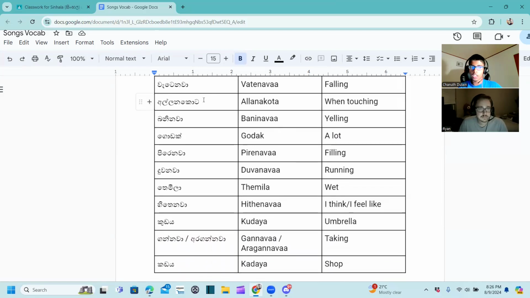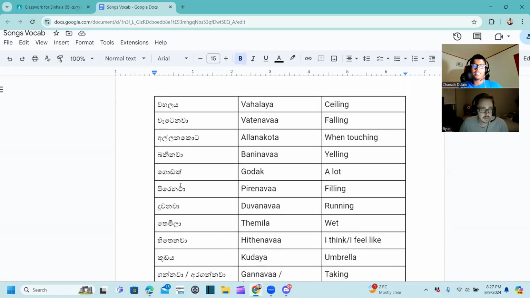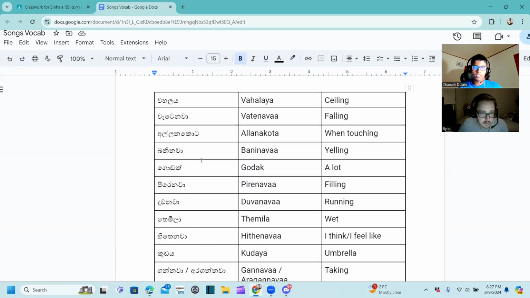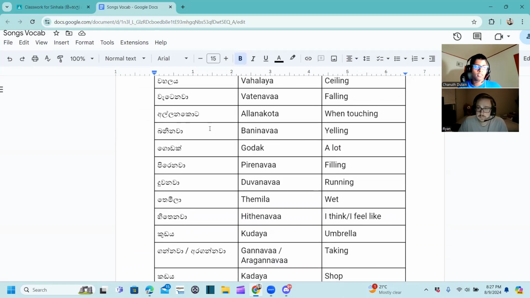And Allanakota. So we say a, because it doesn't have that squiggly line, like this thing. So we say Allanakota. Yeah, that means when touching. Without the word when, if we just say touching, we say Allanava. So that's the difference.